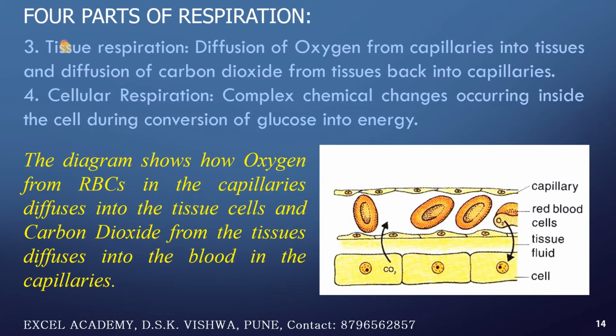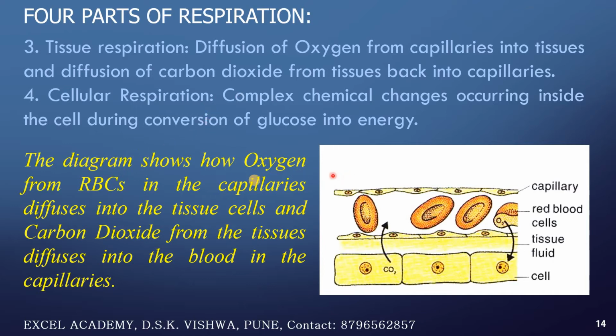The third part is tissue respiration. Here the diffusion of oxygen from capillaries, which are 1 cell thick, into the tissues, and diffusion of carbon dioxide from the tissues back into the capillaries takes place. Fourth, cellular respiration: complex chemical changes occurring inside the cell during conversion of glucose into energy. This part is very important, cellular respiration.